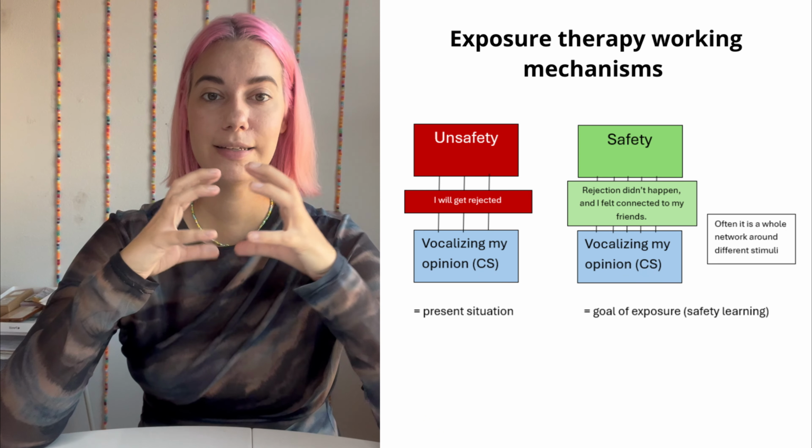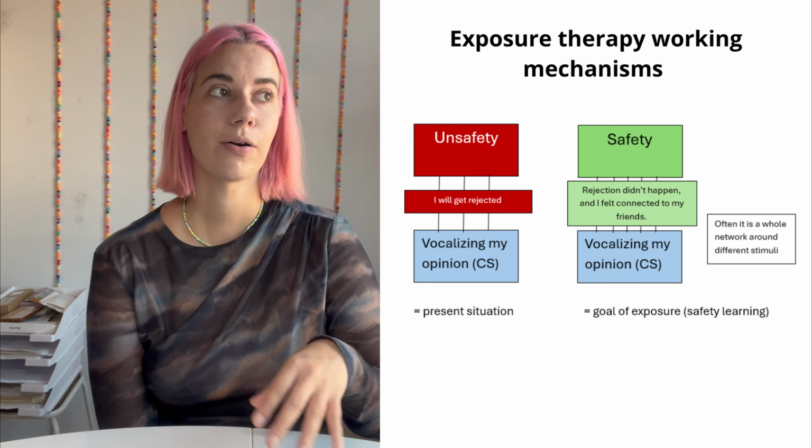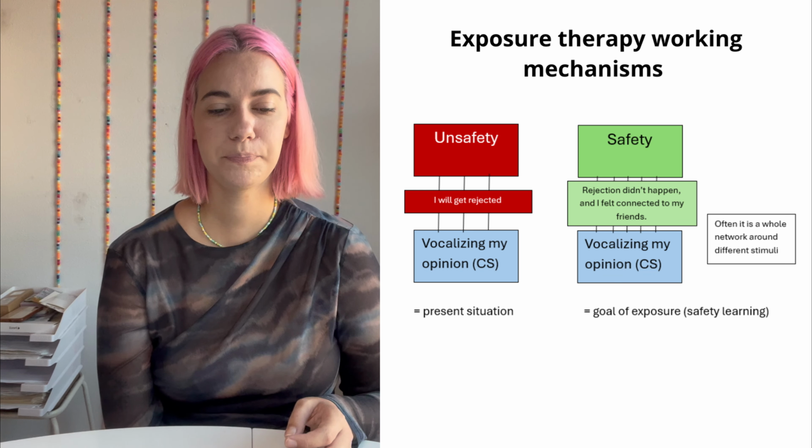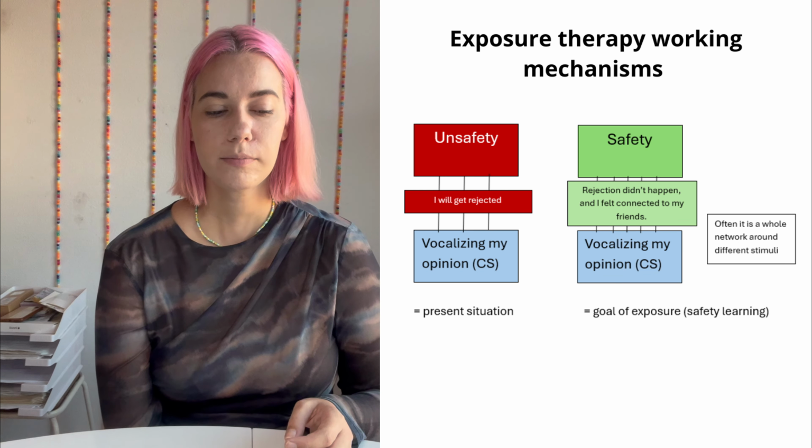And if we make the safety network the strongest or the largest, it will automatically inhibit the unsafety one and it will automatically be retrieved. And that actually means that your client will say something like, hey, I barely feel anxiety or no anxiety at all anymore when I go to the supermarket. Or hey, I'm actually enjoying myself now I'm speaking up. So that is actually the theoretical background of exposure therapy and its working mechanisms.